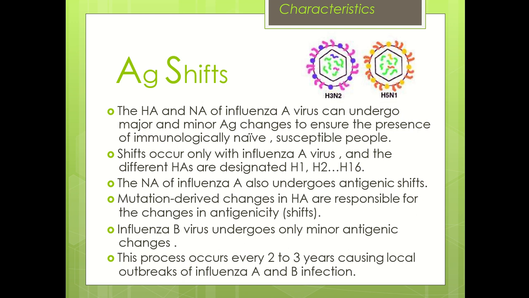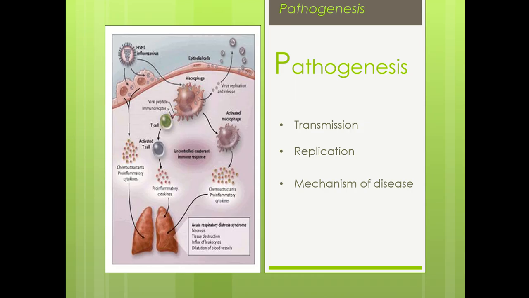Neuraminidases of influenza A also undergo antigenic shifts and result in different types of N variants. So mutation-derived changes in hemagglutinin are responsible for the antigenic shifts. Influenza type B virus undergoes only minor antigenic changes. Hence, influenza A is highly infectious because of the antigenic shifts. It can evade immunity and can evolve into new types of viruses. This process occurs every 2 to 3 years, causing local outbreaks of influenza A and B infection.